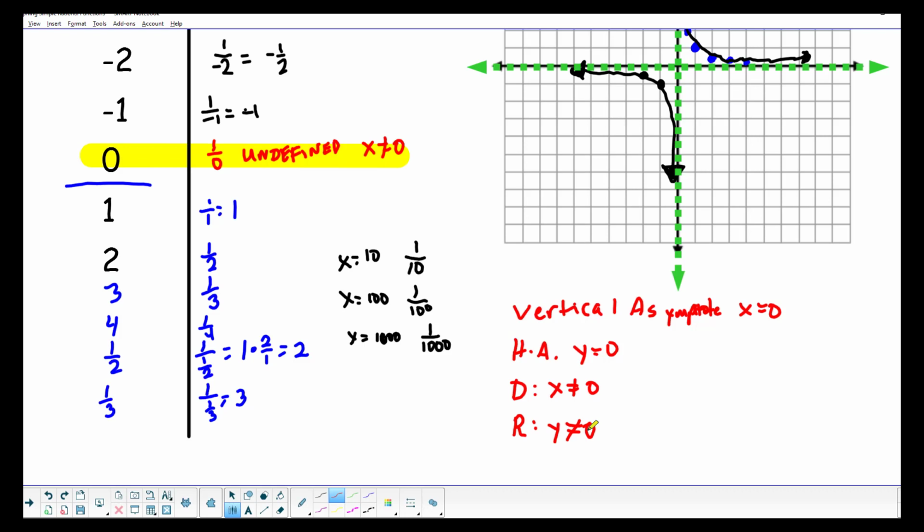So we want to identify these things, the vertical asymptote, horizontal asymptote, domain, and range, and we'll start to see the connections when we do some examples. So let's go ahead and take a look at a few of those after we talk about how we can also describe transformations of these.